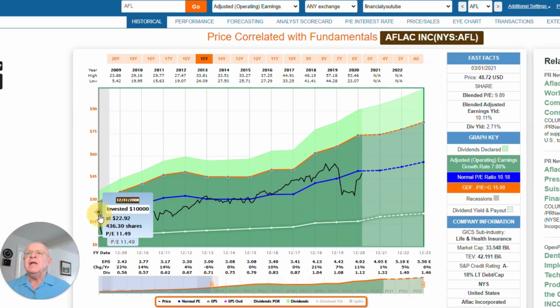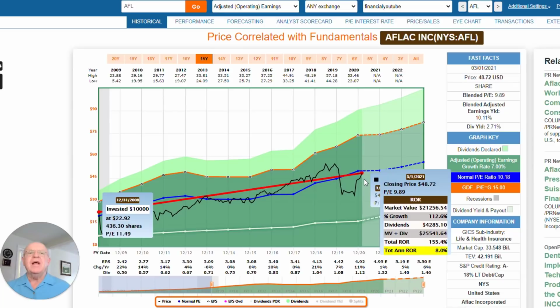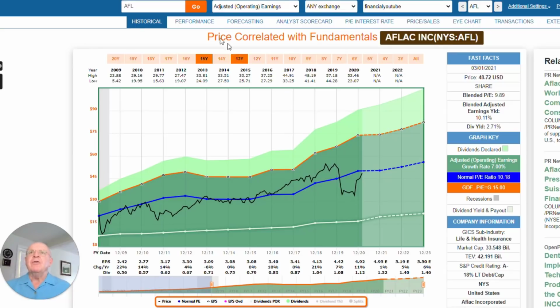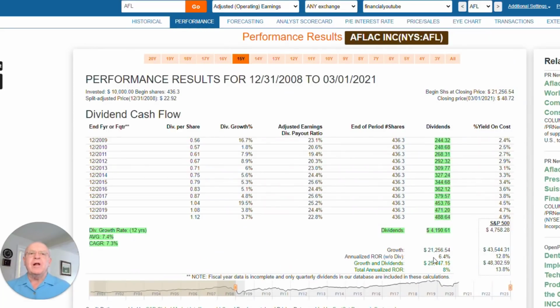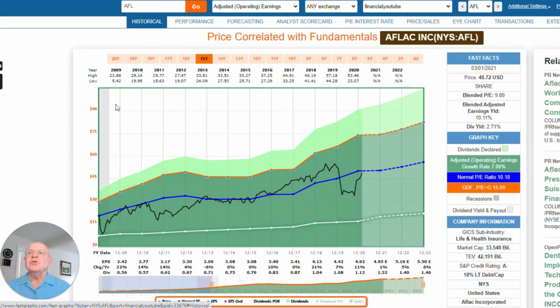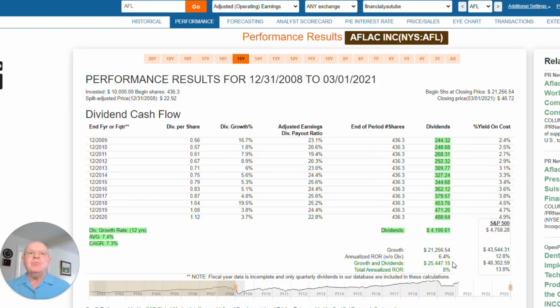It was an 11 PE back here in the beginning, and now we're trading at about a 9.9 PE, and I've got a growth rate of about 7%. So I'm going to get a total annualized rate of return that's going to be pretty close to that. Now, the reality of it is, if I go to my performance report, my capital appreciation was actually 6.4%. That's the company's historical growth rate of 7% with a little bit of PE retraction. I went from an 11.5 PE to a 9.9 PE, if you will. So that basically explains why instead of 7% growth, I only got 6.4% growth.